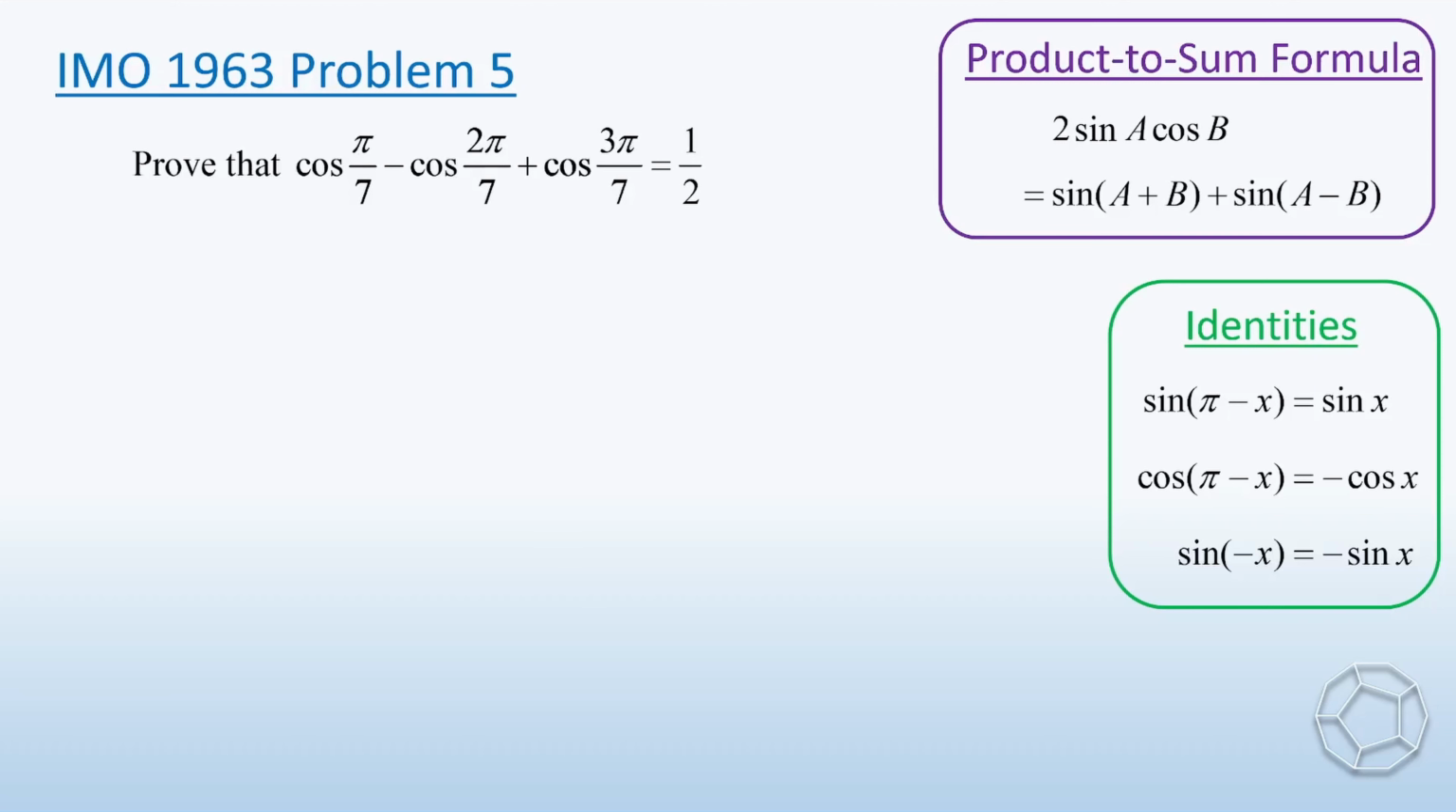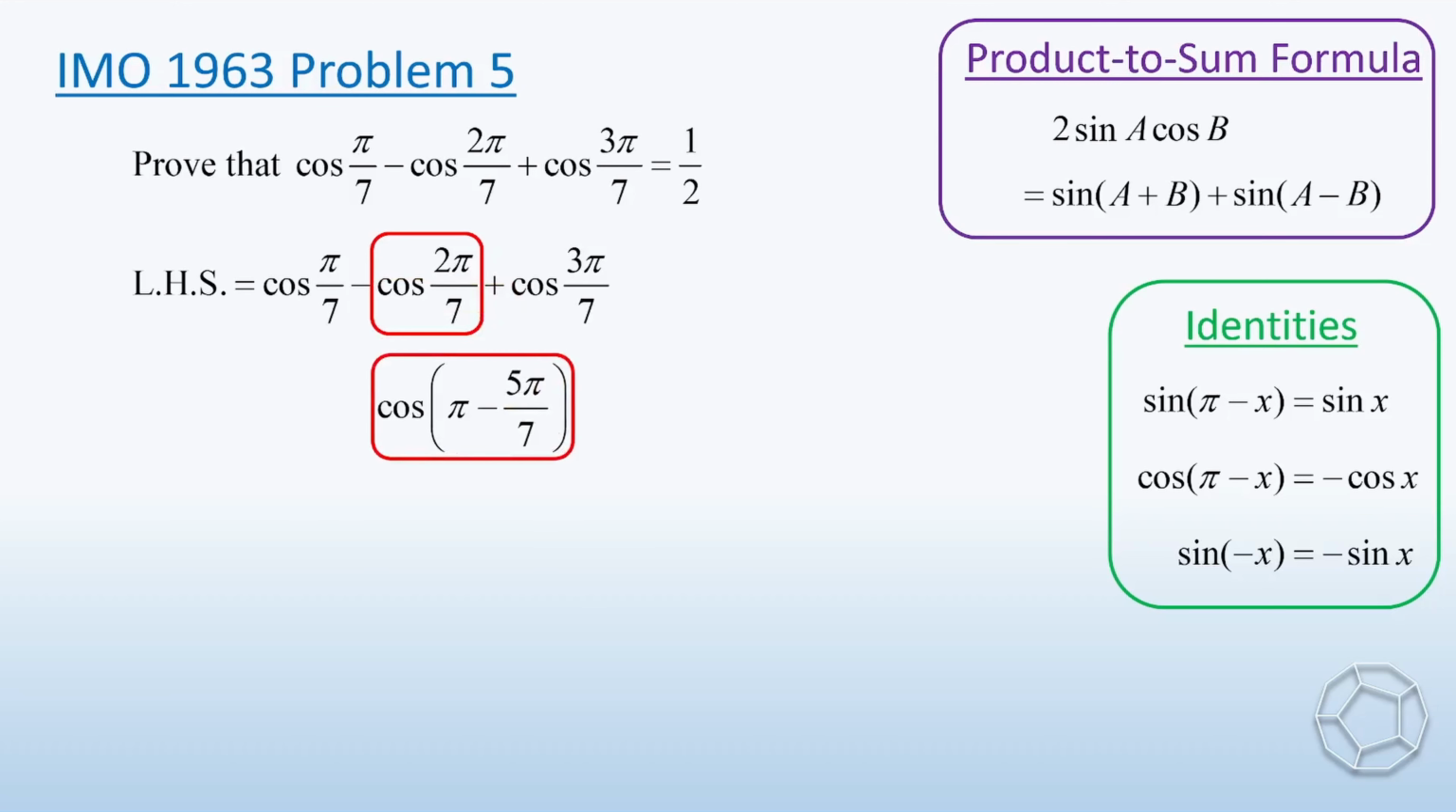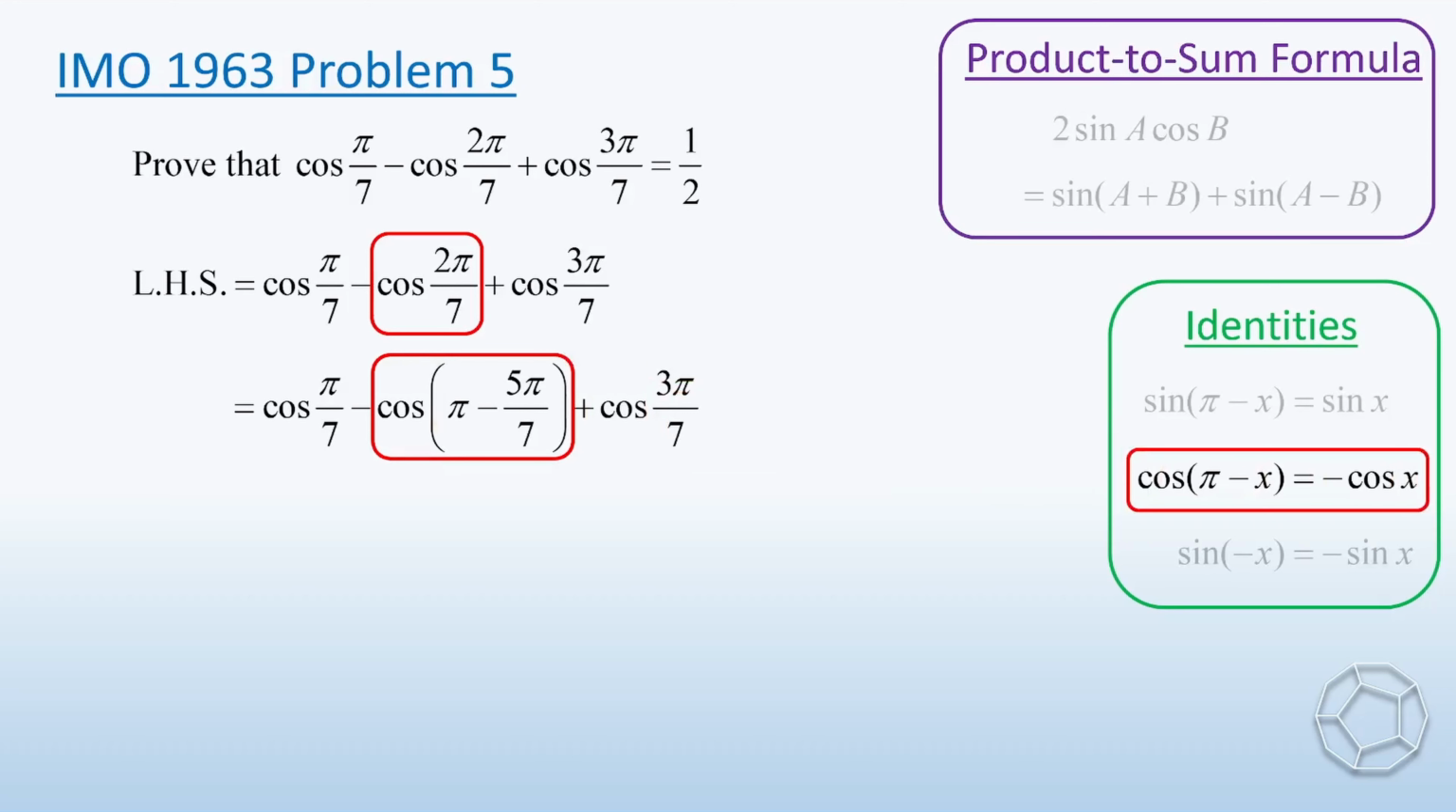To start with, the middle term 2 pi over 7 is written as pi minus 5 pi over 7. Keep the other two terms unchanged. Out of the three identities, we use the second one, so there's a negative sign. It becomes a sum of three terms, which is easier to handle.